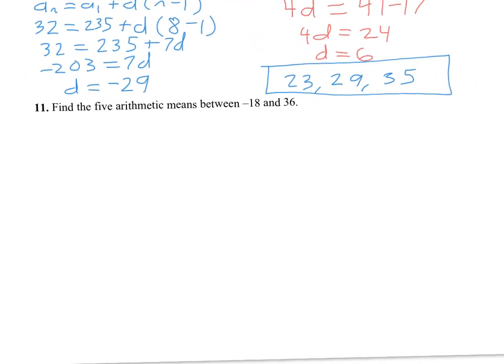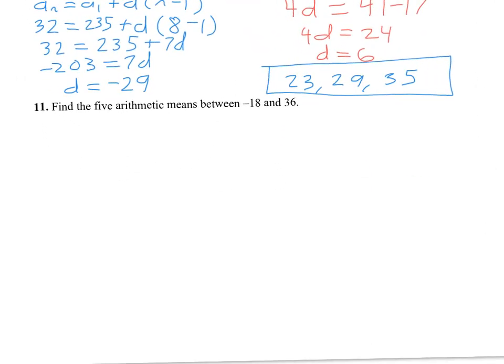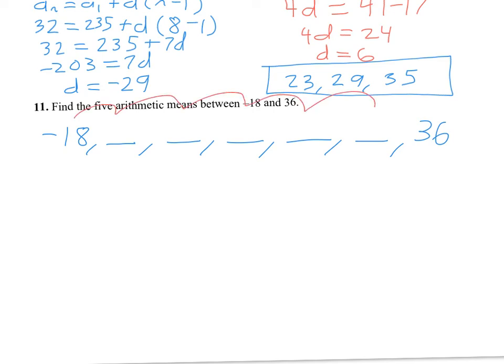Okay, last problem. Find 5 arithmetic means between negative 18 and 36. So this is the same as numbers 9 and 10, just written differently. So there are 5 numbers between negative 18 and 36, and we're told that it's arithmetic, so we count how many jumps there are. 1, 2, 3, 4, 5, 6. It's always going to be one more than the number of arithmetic means.